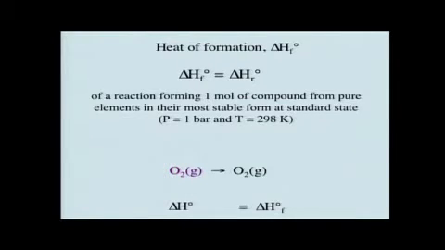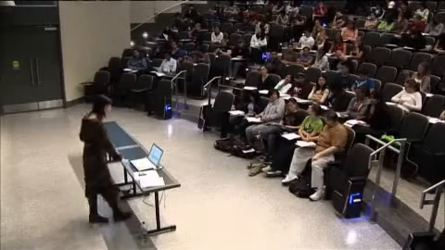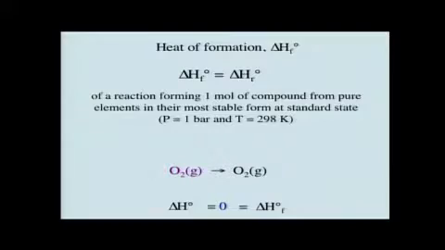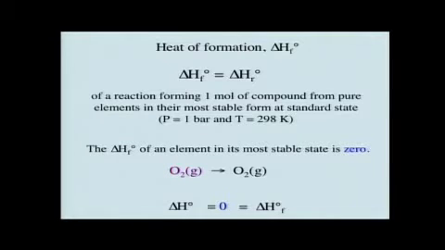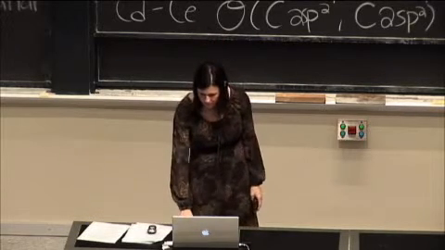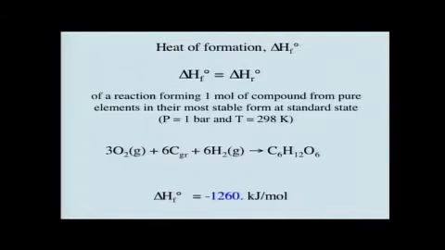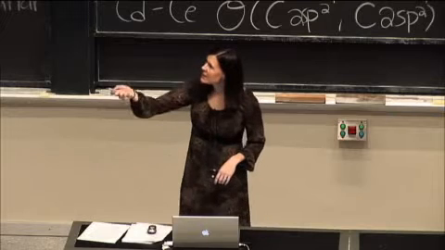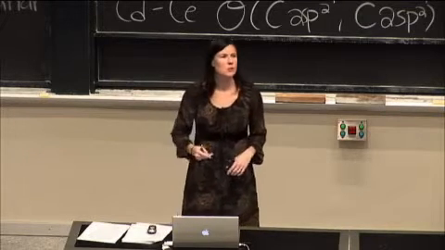We can also look up or think about what our delta H of formation would be for oxygen. Does anyone have a guess here? Yep, it's actually going to be 0. Oxygen already is in its most stable state. So anytime we're talking about an element in its most stable state, the delta H of formation is going to be 0. There is none. It's 0. We can also look up what it was for sugar, for glucose, C6H12O6. Coming from its most stable forms, its most pure form of the elements, it is negative 1,260 kilojoules per mole.